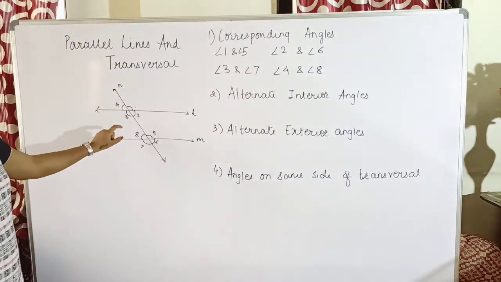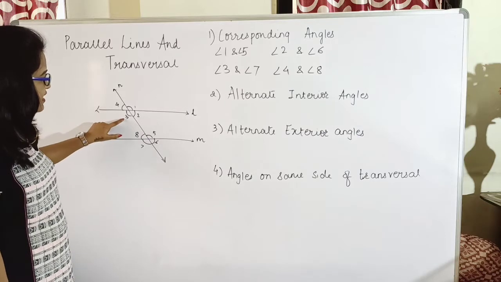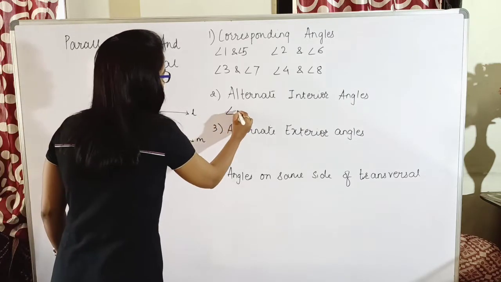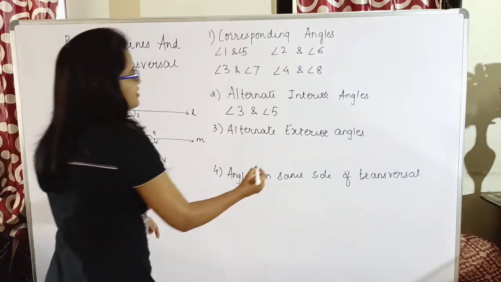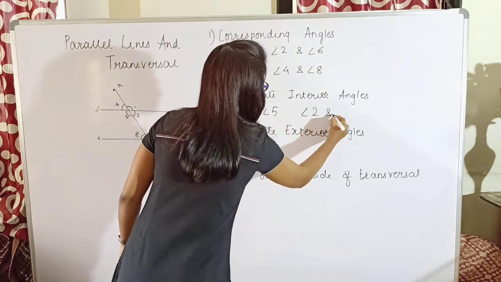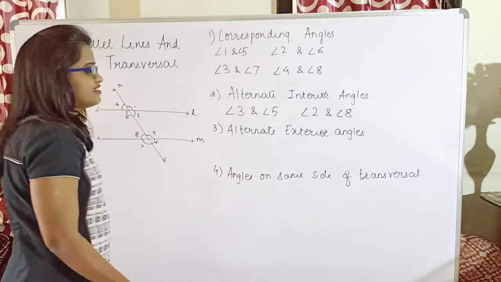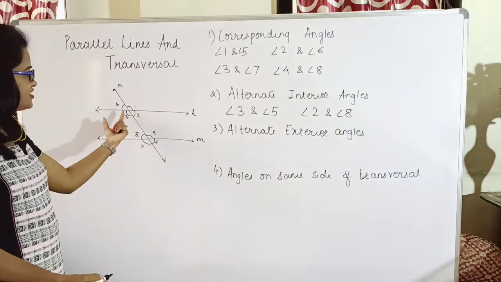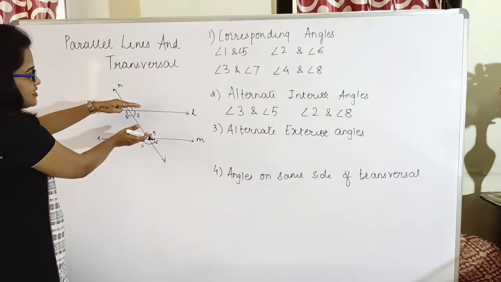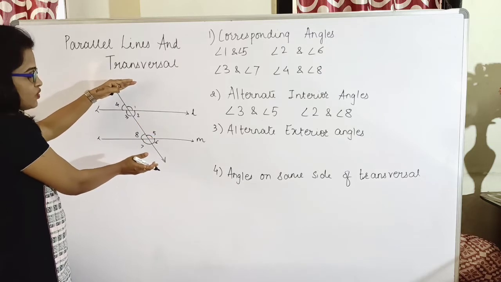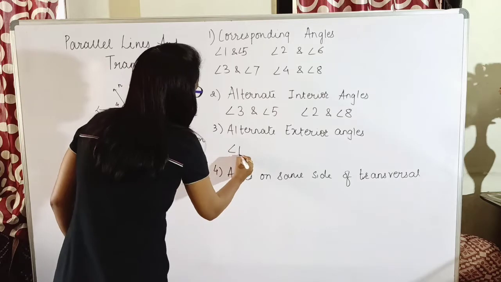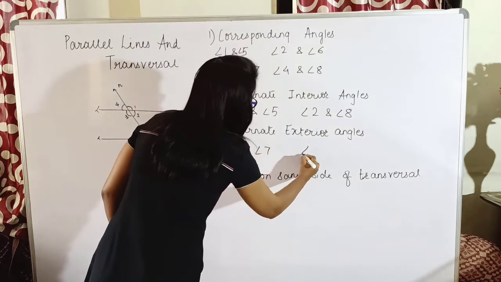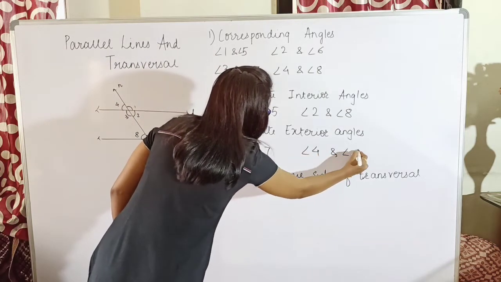Similarly, for alternate interior angles, angle 3 and angle 5, and angle 2 and angle 8. Alternate exterior angles: interior means inside the two lines, exterior means outside the two lines, but that too alternate. So angle 1 and angle 7, whereas angle 4 and angle 6.